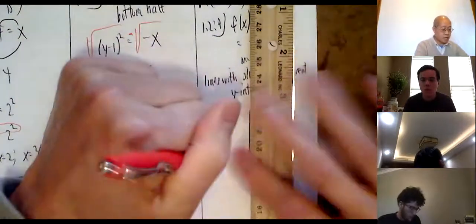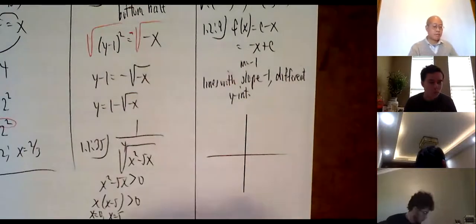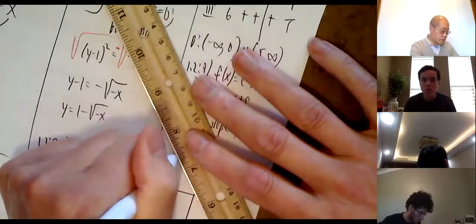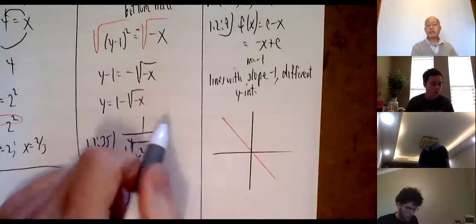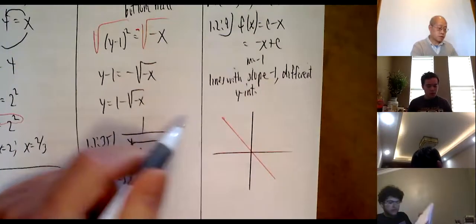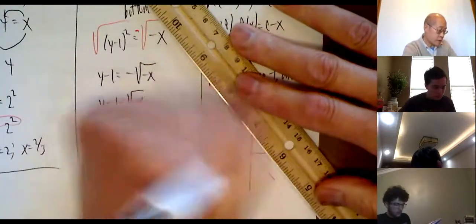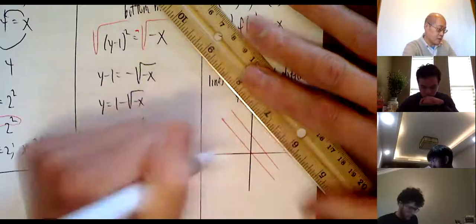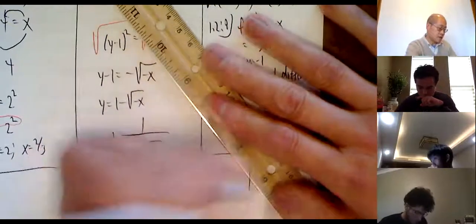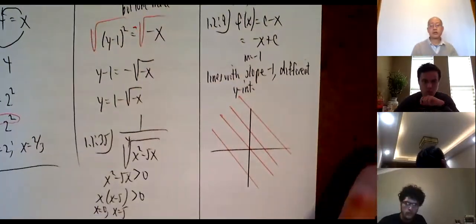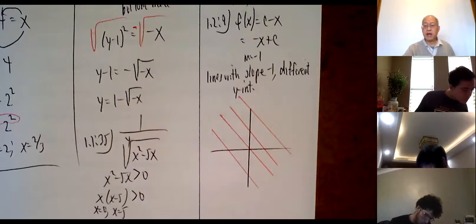They say sketch several members of the family. Okay, so make it fall at a 45-degree angle. Here's the one that goes through the origin. And since we know parallel lines have the same slope, I'll just draw several others that are parallel to that. So maybe like that, and like that, and like that. So there we go. So there are several members of that family, so-called.